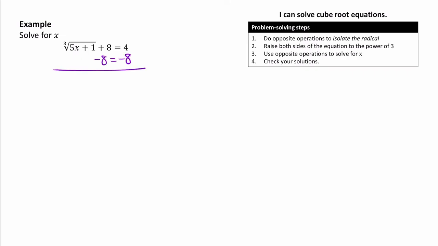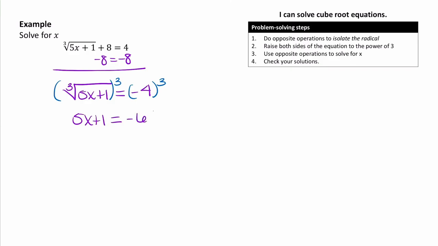And when I subtract 8 from both sides, I get the cube root of 5x plus 1 is equal to 4 minus 8, which is negative 4. Now I can undo that cube root by raising both sides to the third power. When I raise both sides to the third power, I get 5x plus 1 is equal to negative 4 to the third, which is negative 64.